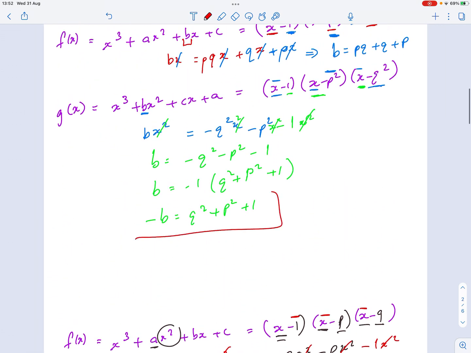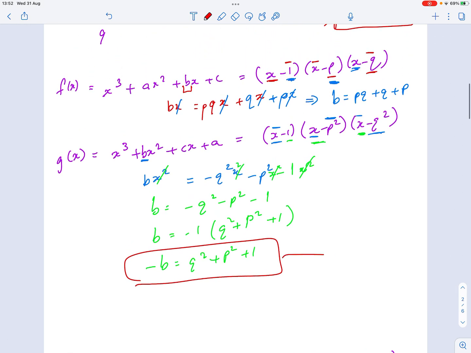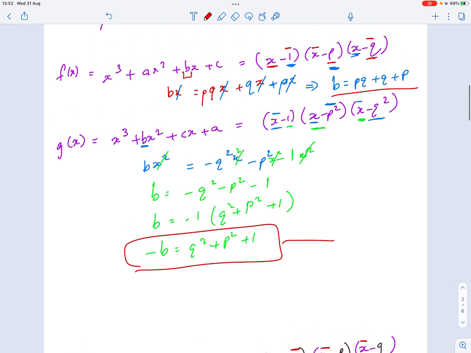Right. The b's were in terms of q squared and p squared here, and then we had p times q and then plus q in here.